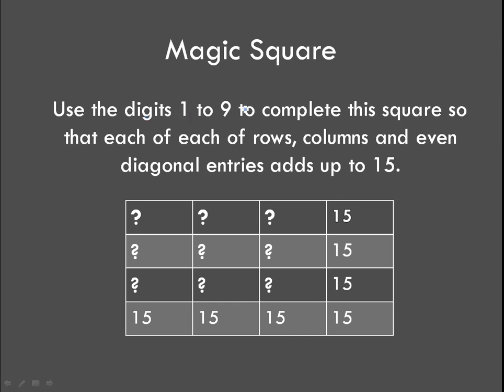Use the digits 1 to 9 to complete this square so that each of the rows, columns and even diagonal entries adds up to 50. It means we have to put the elements from 1 to 9 in these 9 boxes, so the sum of all rows, all diagonals and all columns must be 50. If you want to solve this problem, please stop the video here and try it yourself.